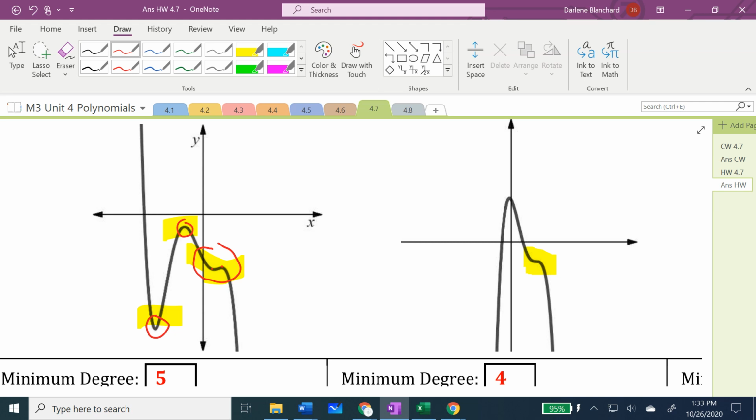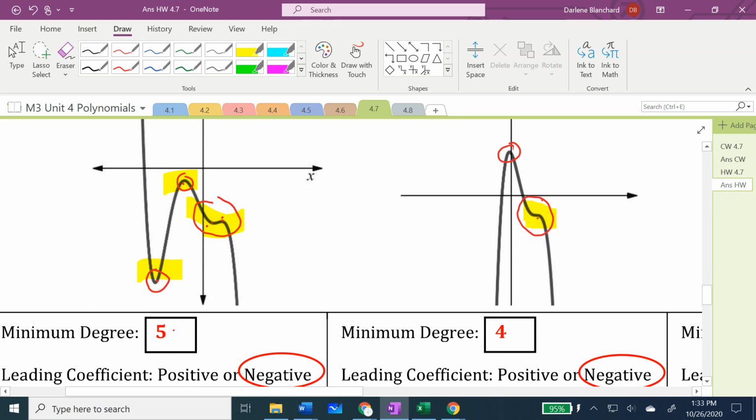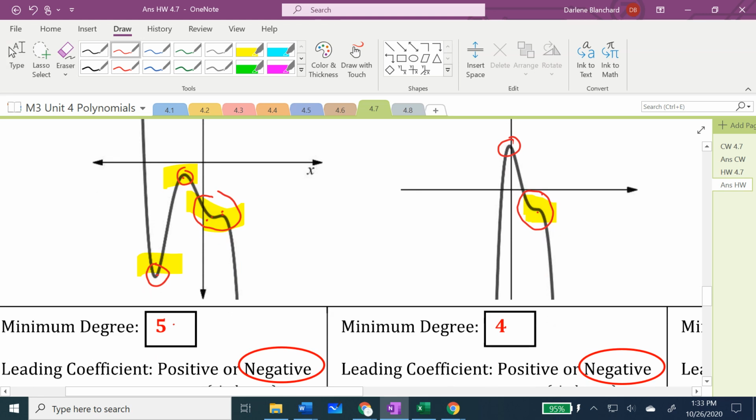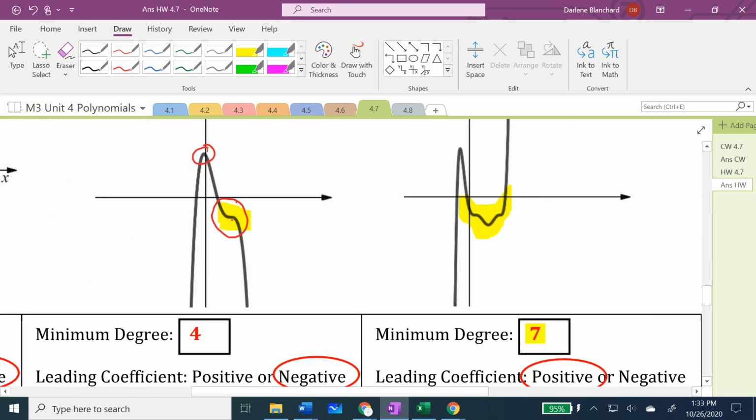So if you count up the number of mins and maxes, 1, 2, 3, 4, and add 1, you get the minimum degree. For this one, you see a maximum, and then this wiggle is its attempt to have a minimum and a maximum. So that counts for 2 degrees for its wiggly attempt to break free and create some lows and highs. So 2 plus 1 is 3, and then you always add 1, but it helps to realize that it is even degree if it goes in the same direction on both ends. So this is minimum degree 4.